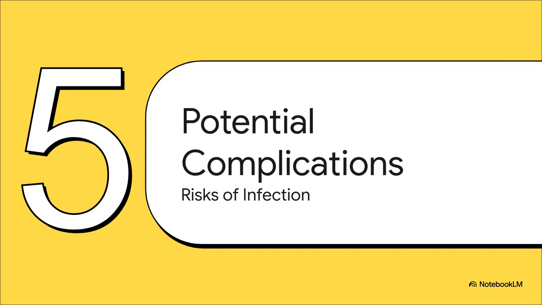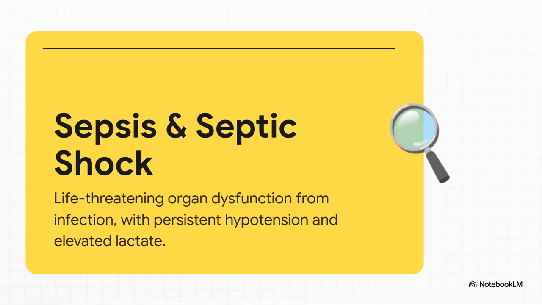And we have to be this diligent because if treatment fails, if we don't get source control, the potential complications are severe and potentially life-threatening. This is what we're all fighting to prevent, the progression to sepsis and septic shock. This is when bacteria and their toxins escape the gallbladder and get into the bloodstream, triggering a massive body-wide inflammatory response. It's a cascade that can lead to organ failure, dangerously low blood pressure, and all the metabolic chaos of septic shock. It really highlights why acting early and effectively is so critical.